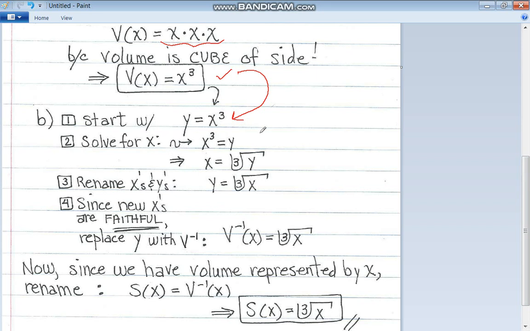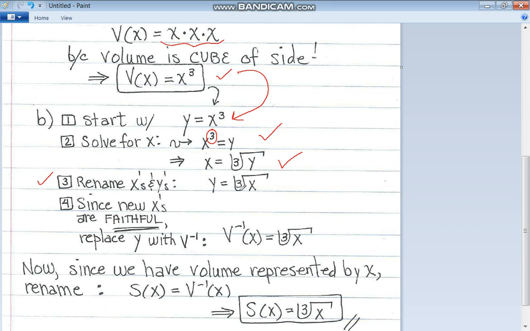I just turned it backwards in this step, and then I got rid of the third power by taking the cube root of both sides. And remember, you only have to take the positive cube root. You only have to worry about plus or minus when you're doing an even index root. Okay, so x is equal to the cube root of y. Next step, number 3, is to rename the x's and y's. So x becomes y and y becomes x. Y equals the cube root of x.